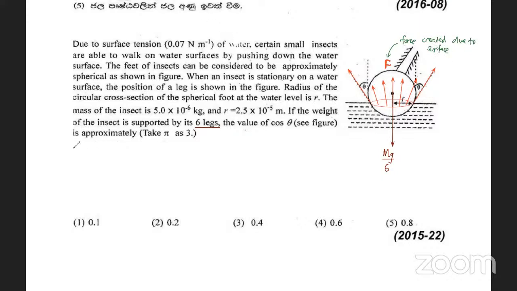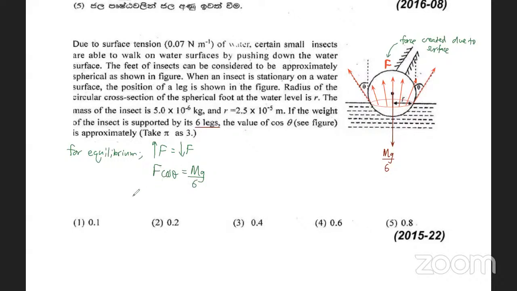Now for equilibrium, I should say upward force equals downward force. The upward force, people, careful now, is F cos theta, because it is acting at an angle of theta. So we have to put the vertical component. The horizontal components will cancel out each other. This horizontal component is towards right, this one is towards left, so they cancel out, but the vertical components will remain. And the downward force, careful, is mg by 6. Capital M is the mass of the insect.